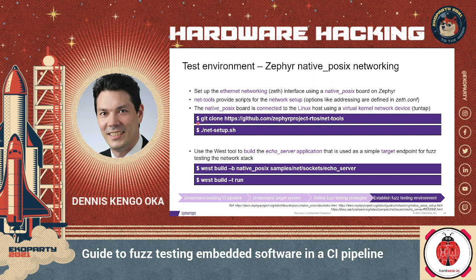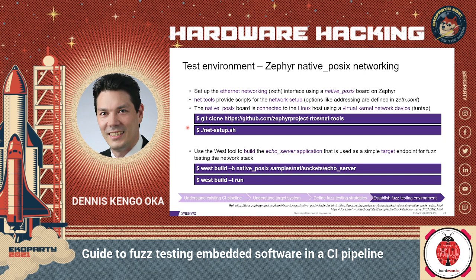As a next step, we have to set up our native POSIX networking environment. And the way we do that is we create this zeth interface for the native POSIX board on Zephyr. We use the net-tools scripts for the network setup to configure, for example, the IP address for the native POSIX. And this is running on the same Linux host as our fuzz testing tool.